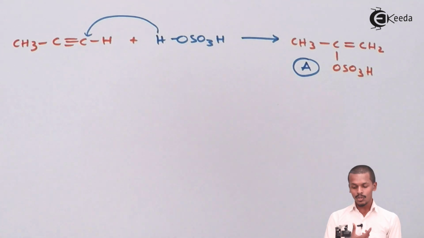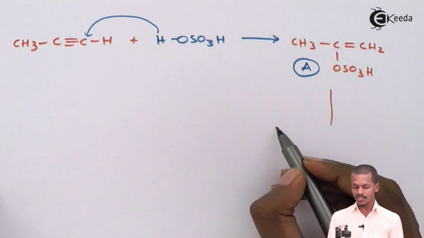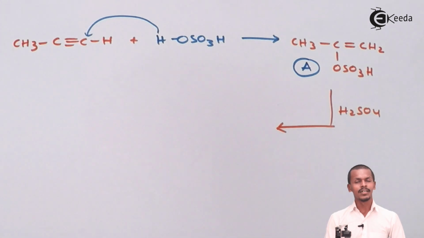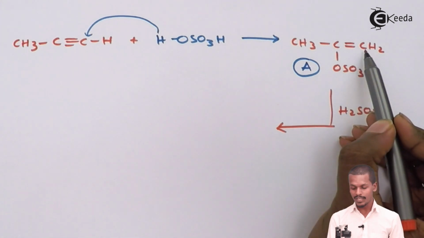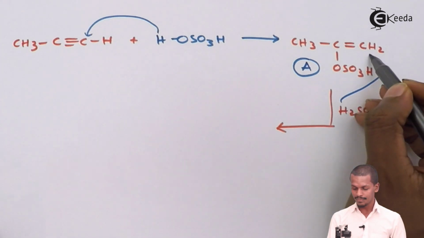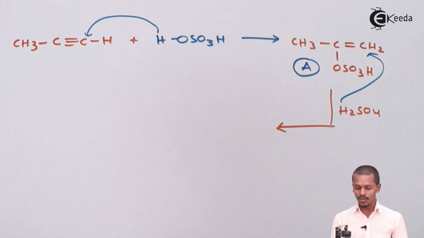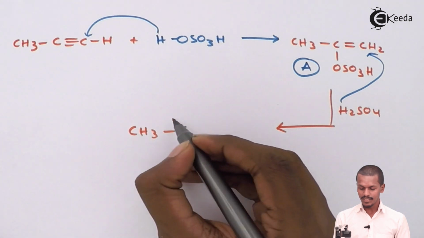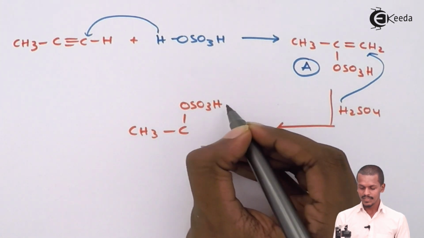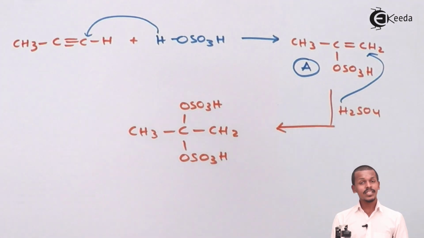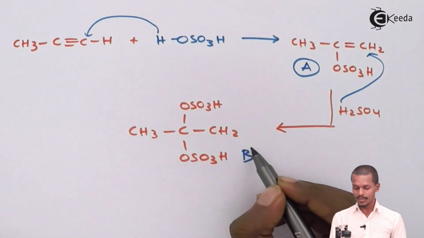Now product A should undergo another reaction with sulfuric acid, H2SO4, which is again written as HOSO3H. The H would be attached over here, and the rest of the part, OSO3H, would get attached over here, forming CH3 C with OSO3H, here CH2, and again here OSO3H. This is what we have as product B.